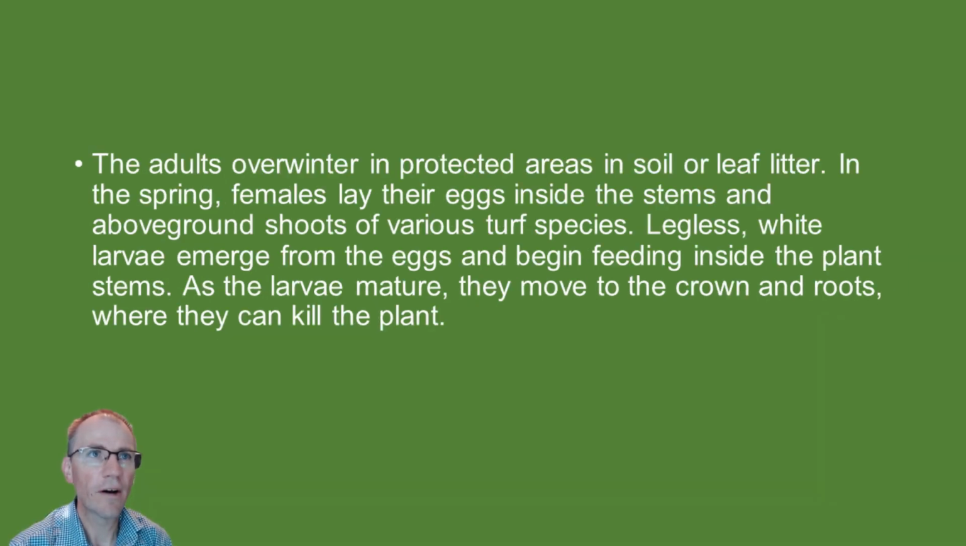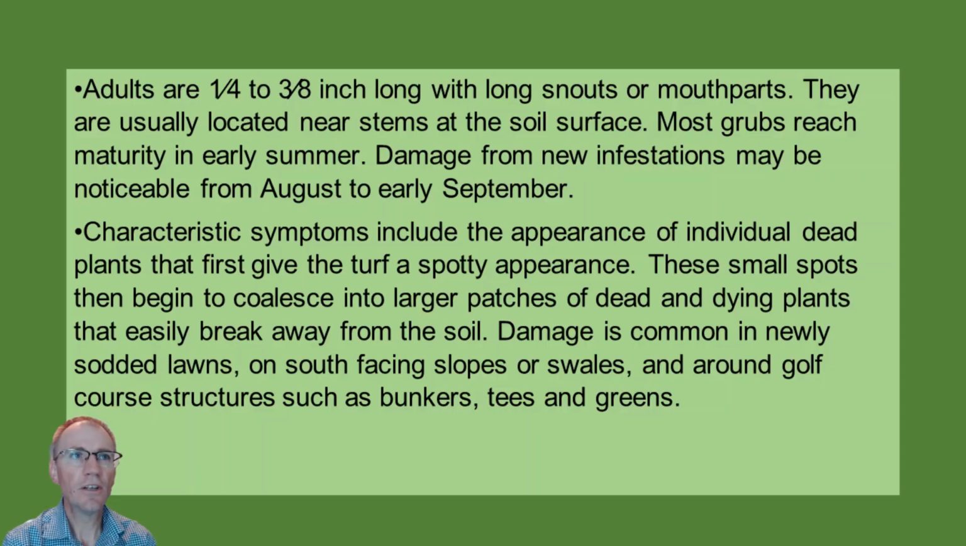The adults overwinter in protected areas in soil or leaf litter. In the spring, females lay their eggs inside the stems and above-ground shoots of various turf species. Legless, white larvae emerge from the eggs and begin feeding inside the plant stems. As the larvae mature, they move to the crown and roots where they can kill the plant. Adults are 1/4 to 3/8 inch long with long snouts or mouth parts. They are usually located near stems at the soil surface. Most grubs reach maturity in early summer. Damage from new infestations may be noticeable from August to early September.